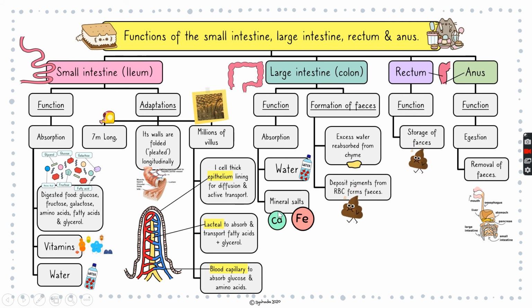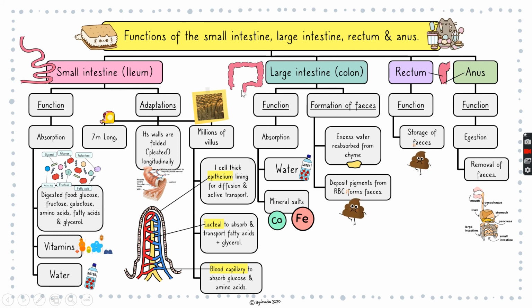It also absorbs a lot of mineral salts, for example calcium, which is really important for bone formation and teeth formation, and also iron, which is important for your hemoglobin formation, so formation of red blood cells. Once the chyme here enters the large intestine, all the water is going to be absorbed, so it will now become more solid-like, and that is where the formation of feces comes from.